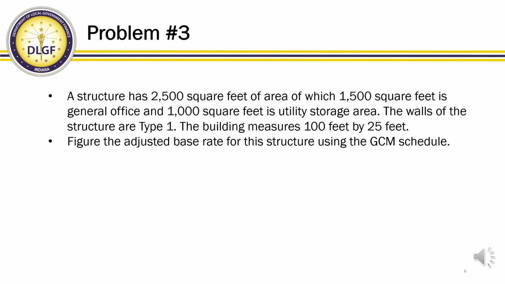Now for problem number 3. A structure has 2,500 square feet of area, of which 1,500 square feet is general office and 1,000 square feet is utility storage. The walls of the structure are type 1. The building measures 100 feet by 25 feet. It wants you to go ahead and figure the adjusted base rate for this structure using the GCM schedule. If you want to go back through the previous slides that we discussed, it goes over the steps on how to do this. You can also refer to Chapter 6 on pages 40 and 41. We'll go ahead and work the answer on the next few slides. Please be sure to work the problem before looking at the answer.